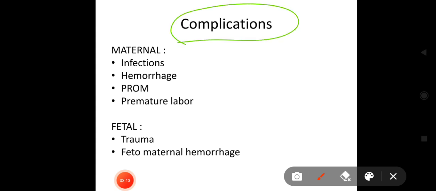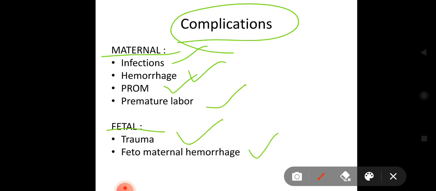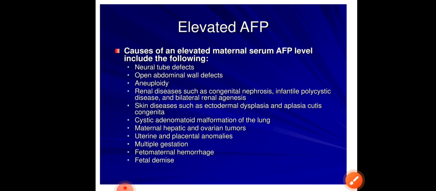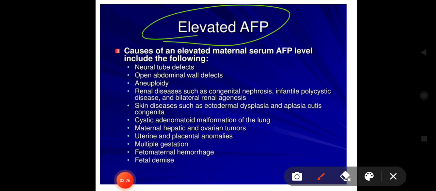Now complications of amniocentesis: maternal and fetal. Maternal infection, hemorrhage can occur, premature rupture of membrane and premature labor, while in the fetus trauma and feto-maternal hemorrhage are the known complications. Now what are the causes of elevated AFP? Many times in different exams questions have been asked that which of the following is the cause of elevated AFP, or which of the following is not the cause of elevated AFP.